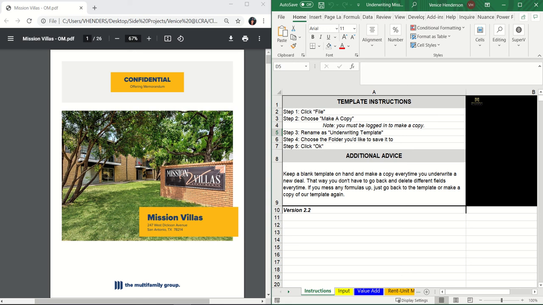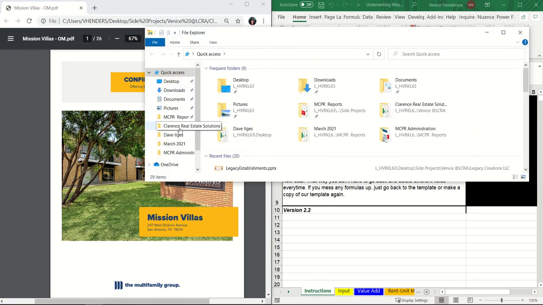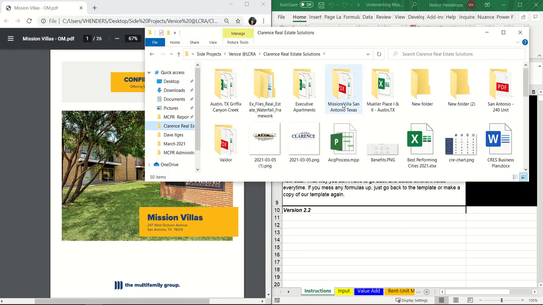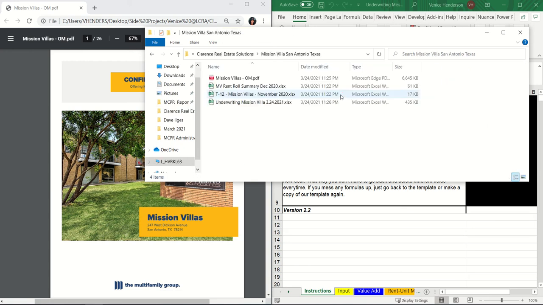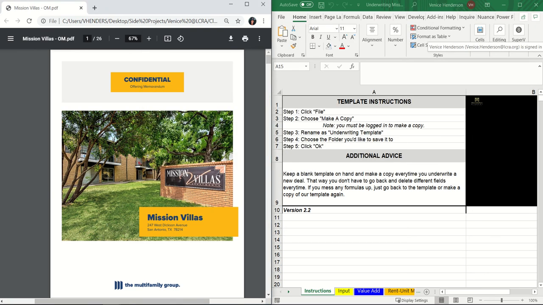In this particular video, we are going to be underwriting a multifamily property located in San Antonio, Texas. We will be utilizing the multifamily mindset underwriting template, which is this Excel file here, and the offering memorandum, which is located here. In addition to that, I've already gone to the website and have downloaded and created my own little folder for the Mission Villas San Antonio, because we're going to need to have a look at the rent roll, the T12, and this is the spreadsheet that we're going to be underwriting to. So let's go ahead and get started.